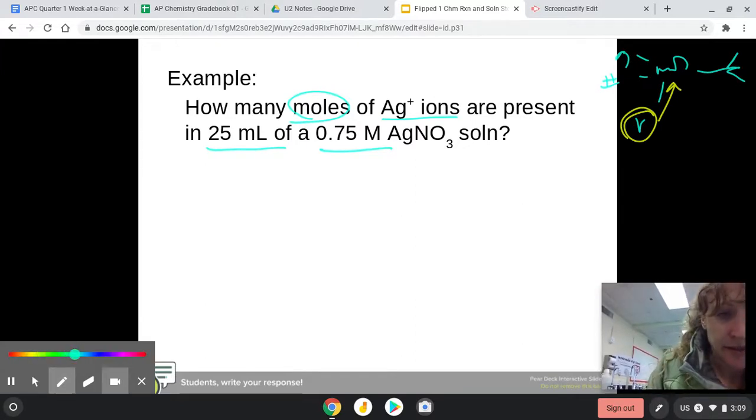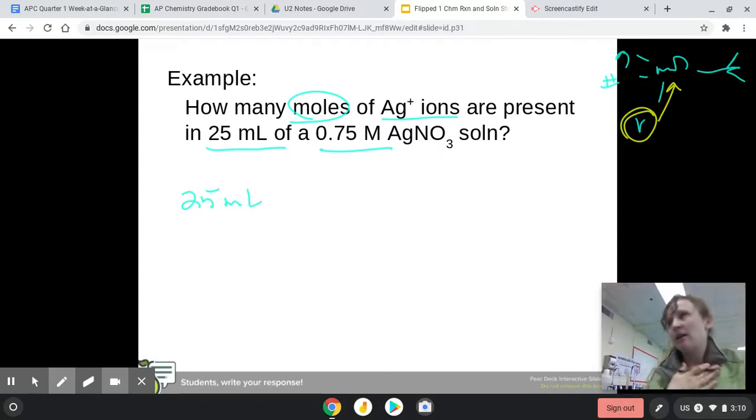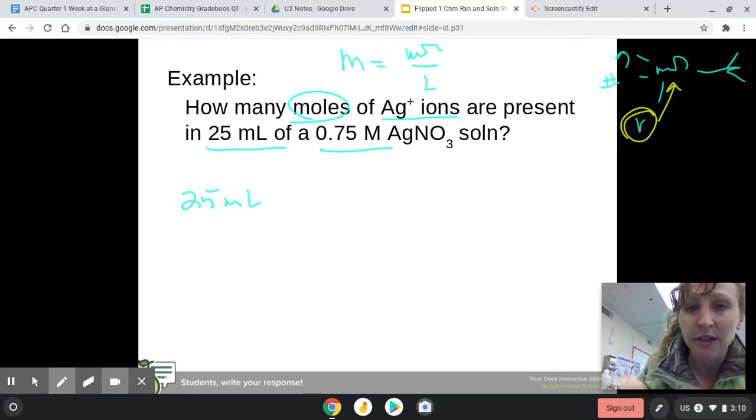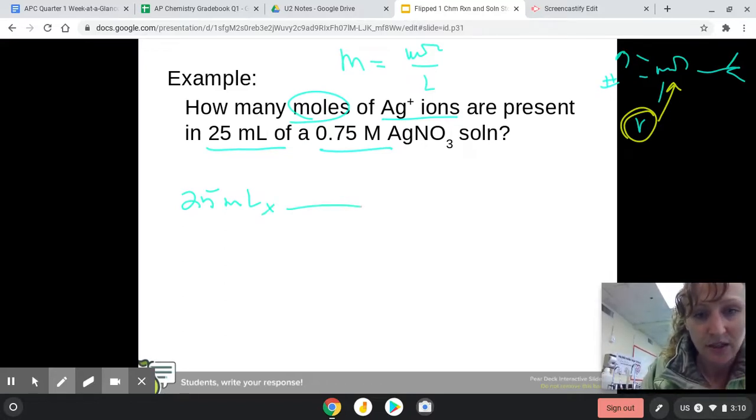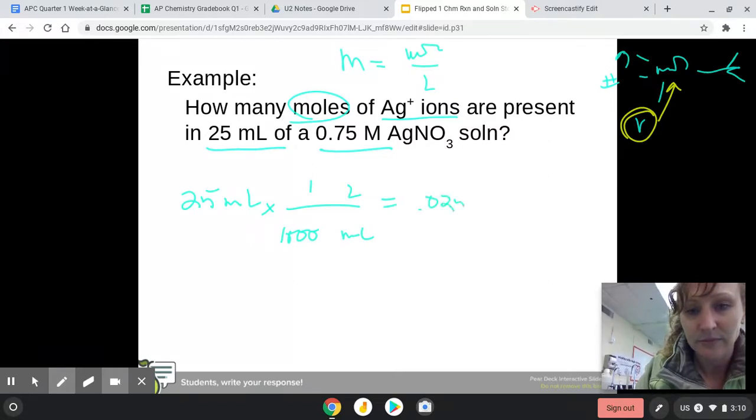Starting with 25 milliliters. Okay, so remember, molarity is going to be moles per liter. So I can't multiply molarity times milliliters. I need to change that into liters. If you can change it without showing this calculation, do it. If you need to write out the calculation and make sure you're doing it the right direction, then do that too.